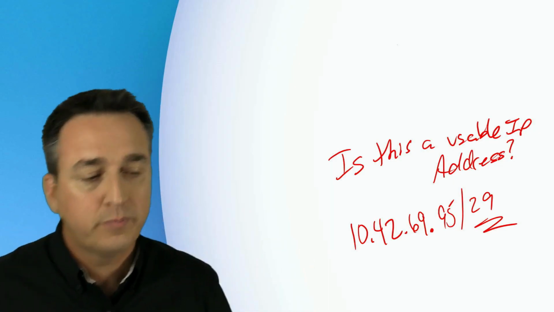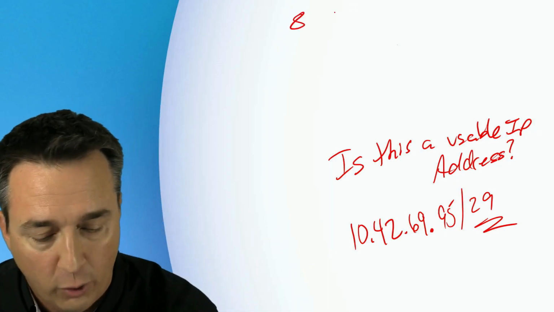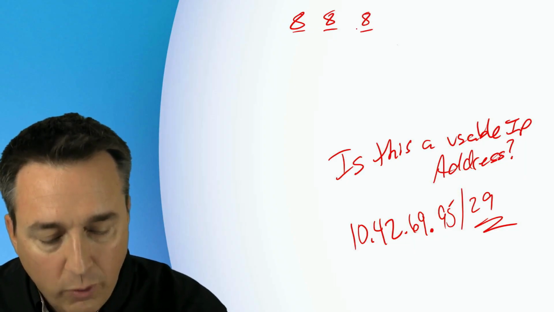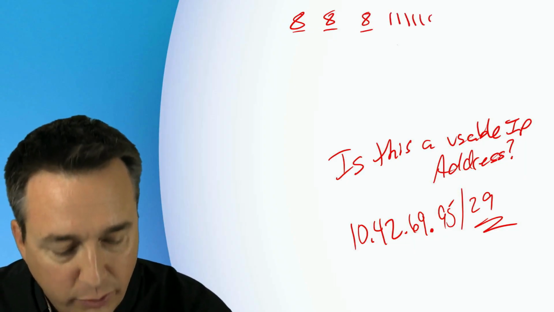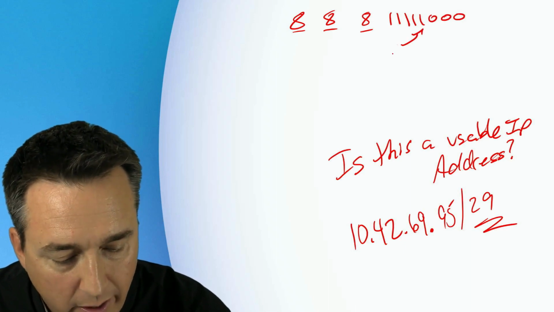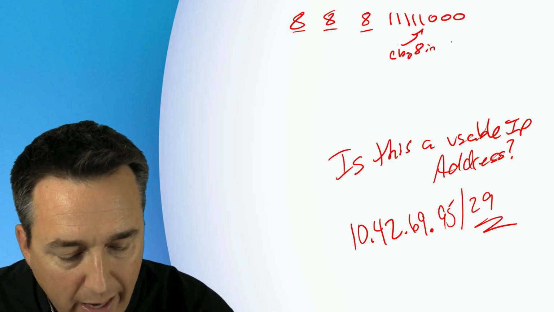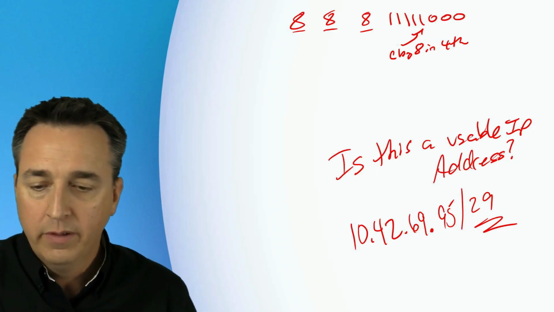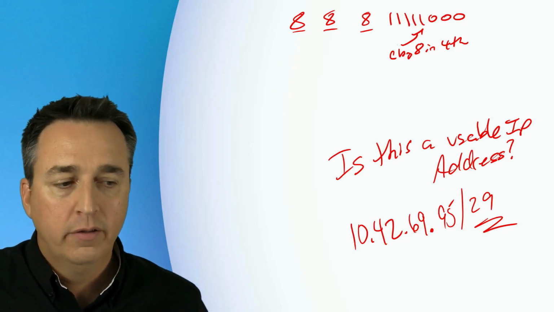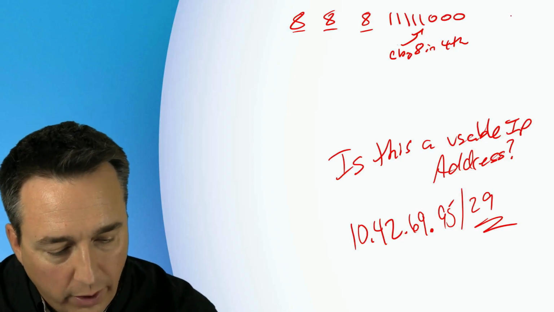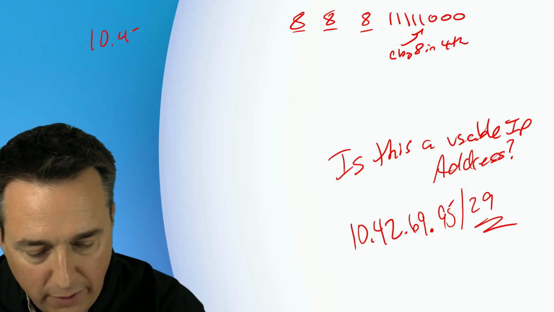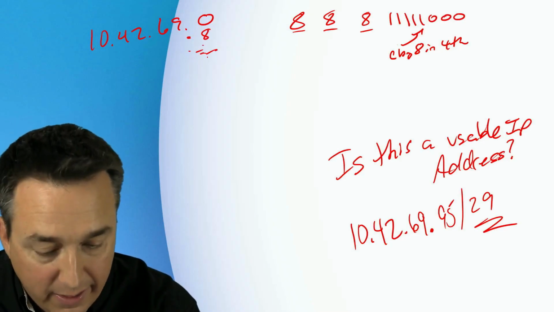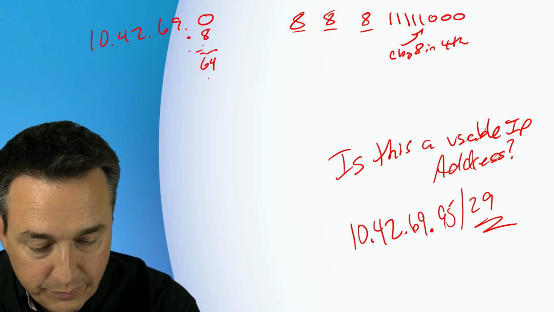But with /29, I'll show you long form, 8, 8, 8. So we got 8 ones, 8 ones, 8, 24, 25, 26, 27, 28, 29, 30, 31, 32. So we are counting by 8 in the fourth. Counting by 8 in the fourth. So if we're counting by 8 in the fourth, then we're starting off at 10.42.69.0. So counting by 8, 8, 8. Eventually I'm going to hit 64.